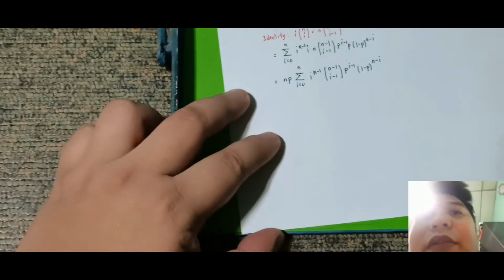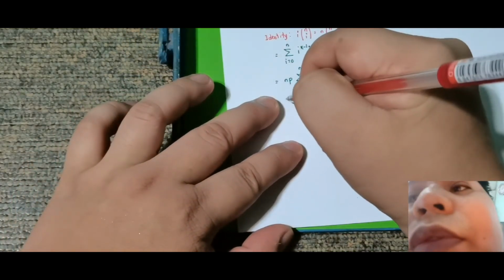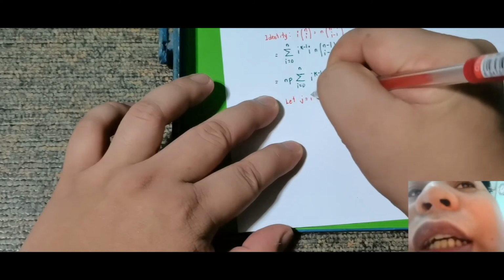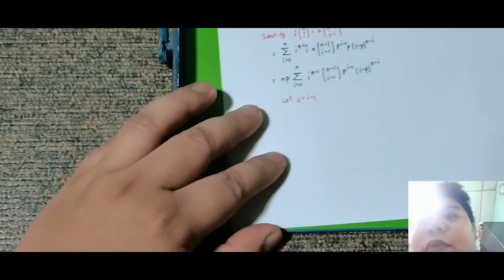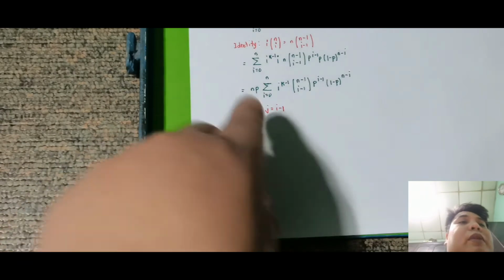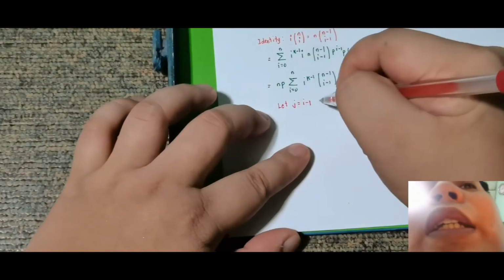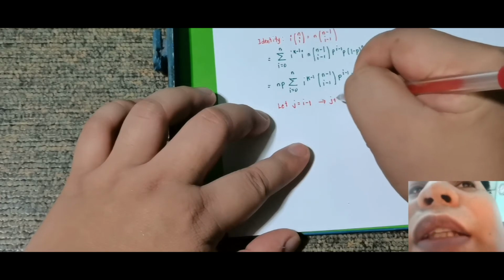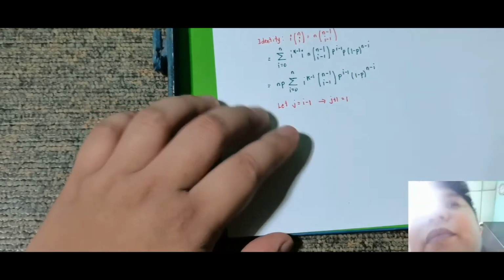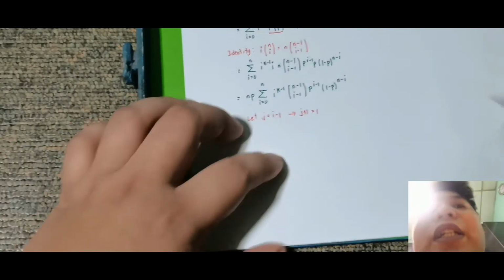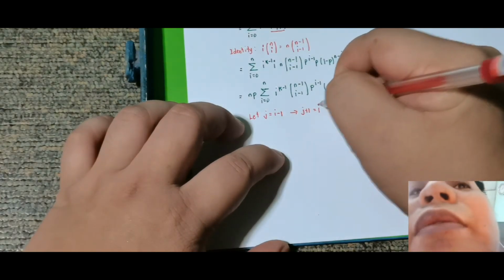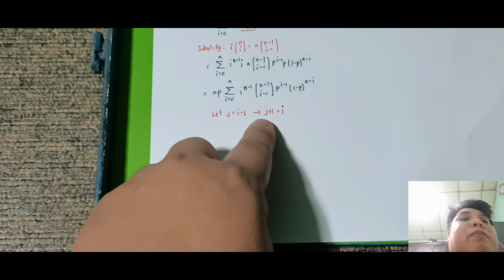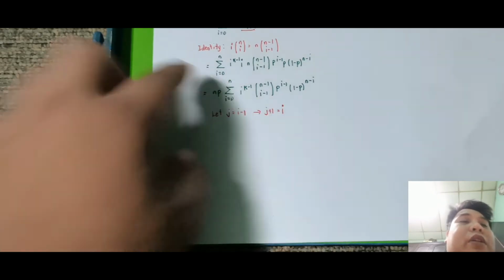Let j be equal sa i minus 1. Now if j is equal to i minus 1, this implies that j plus 1 is equal to i. Tama? Transpose ko lang yan. Dalawang klase yan: j is equal to i minus 1 implies j plus 1 is equal to i. Ganun yung gagawin natin.